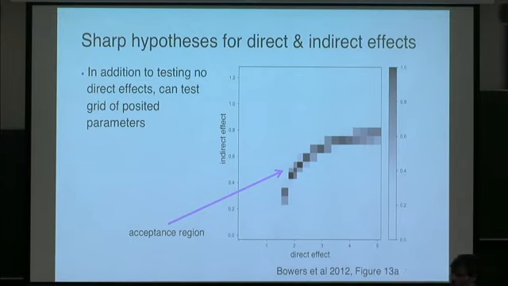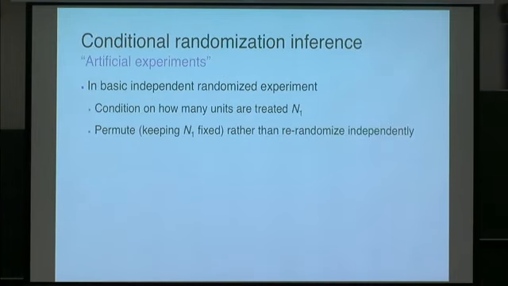Okay, so what we're going to do instead is conditional randomization inference, where we construct an artificial experiment that's somewhat different than the randomization that we did, but will allow us to do valid inference. So in particular, one analogy here is, say, in a basic independent experiment where you have Bernoulli random assignment. Everybody gets a coin flip, right?